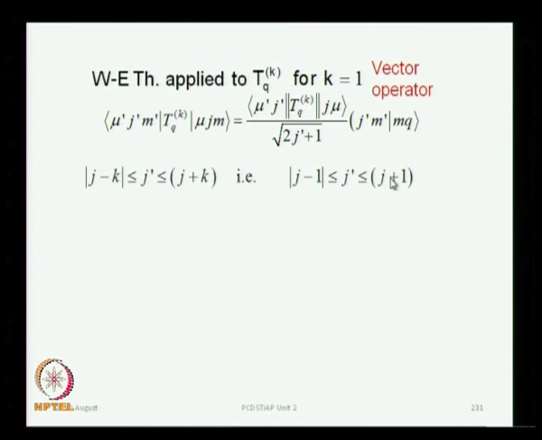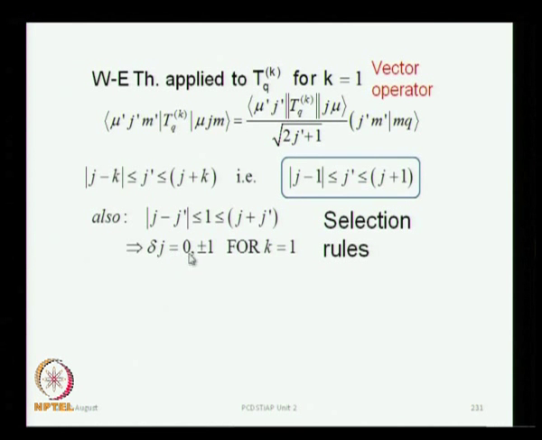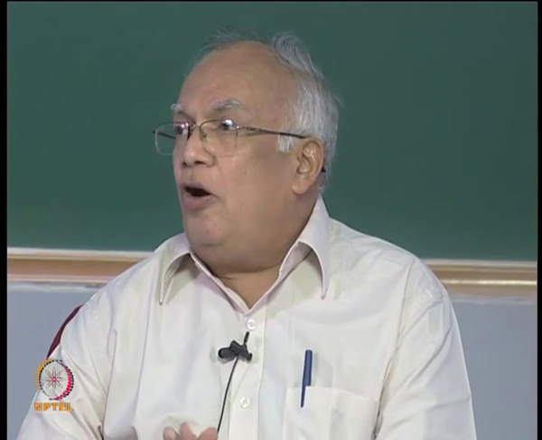All I have done is to recognize that I have got a dipole, which is a vector operator, a tensor of rank 1, and this essentially tells us that delta j will have to be either 0 or plus or minus 1. So that is the selection rule, that a dipole transition can take place if and only if delta j is either 0 or plus or minus 1.